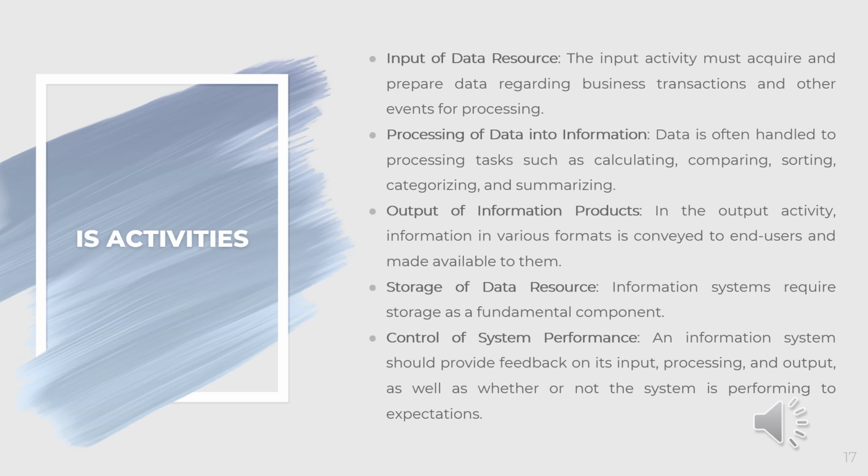The third one is output of information products. In the output activity, information in various formats is conveyed to end users and made available to them. The fourth one is storage of data resource, where an information system requires storage as a fundamental component. And last but not least is control of system performance. An information system should provide feedback on its input, processing and output, as well as whether or not the system is performing to expectations.